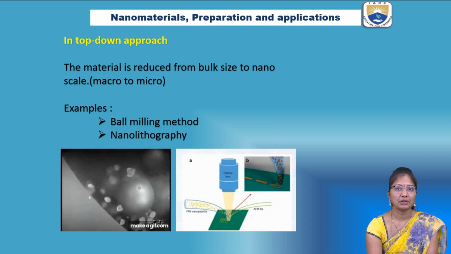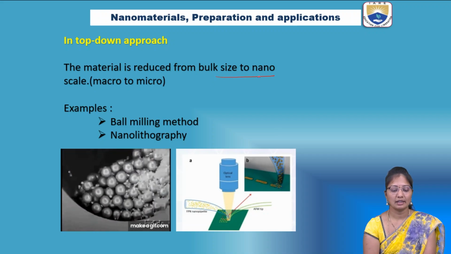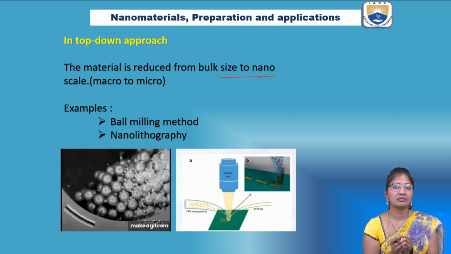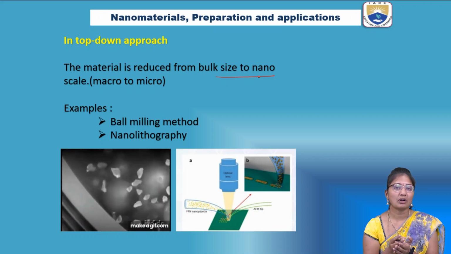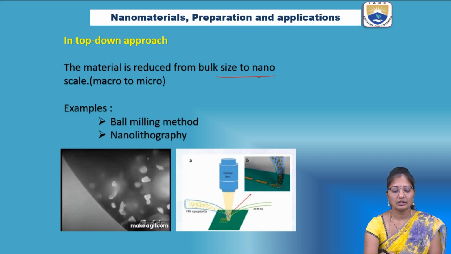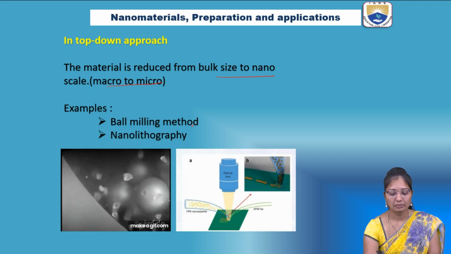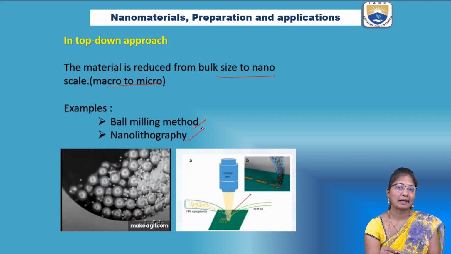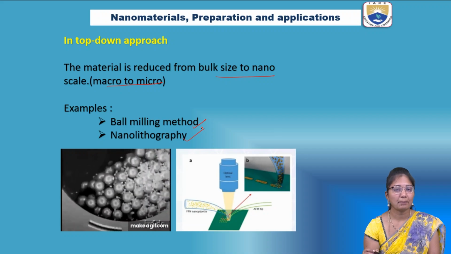In detail, in the top-down approach the material is reduced from bulk size to nanoscale. The substrate or precursor is very large, macro or big, and under pressure or mechanical strength it is converted into nano-sized particles. So it is a macro to micro approach. Examples are the ball milling method and nanolithography, used to convert bulk precursors into nanoparticles.